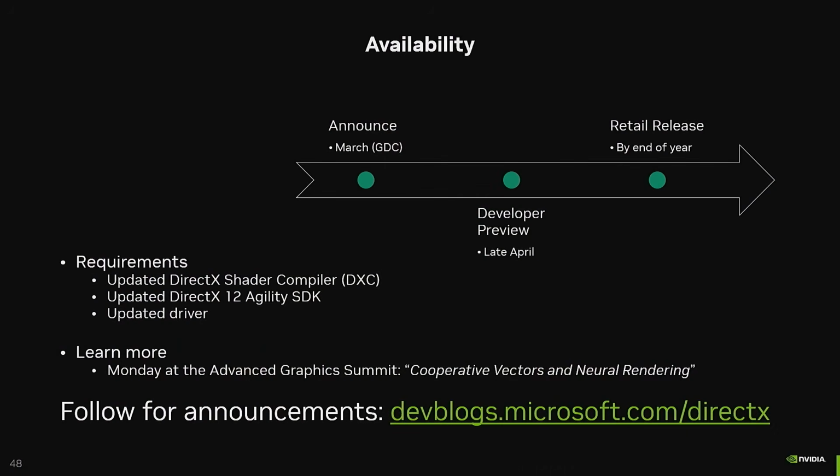Your final question is about availability. When can you get this? And the answer is not quite yet. We are announcing it at GDC this week. We are working towards a developer preview, which is going to come in late April. That is going to be limited to developer mode, so you can't ship a game using that preview, but you can start implementing stuff, build it into your engines. And then we're working towards a retail release by the end of this year. To get this, you will need an updated shader compiler, an updated D3D12 Agility SDK, and an updated driver.